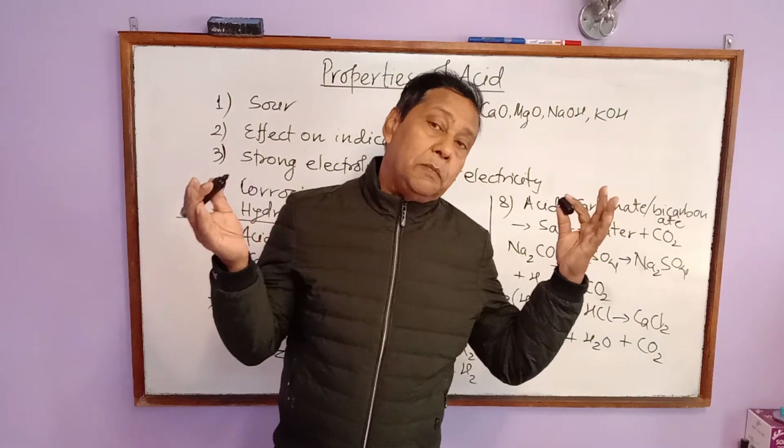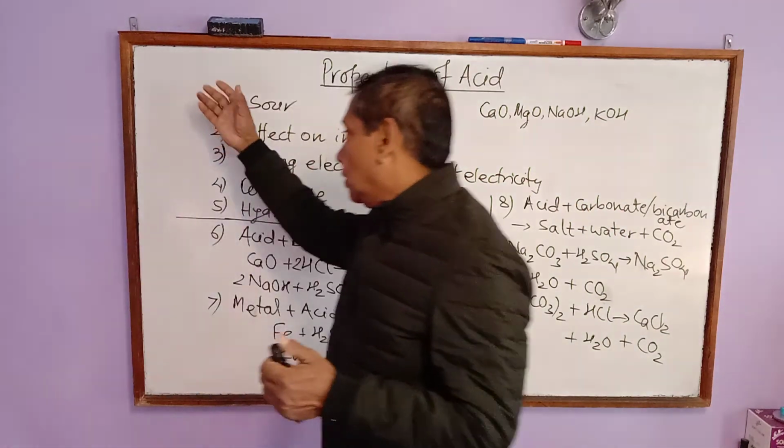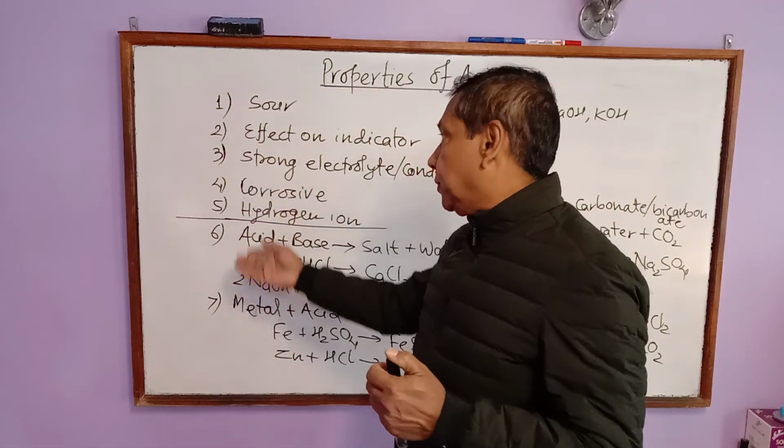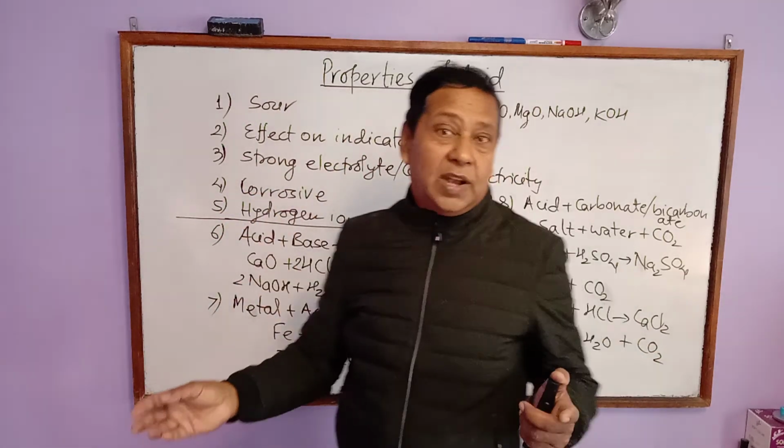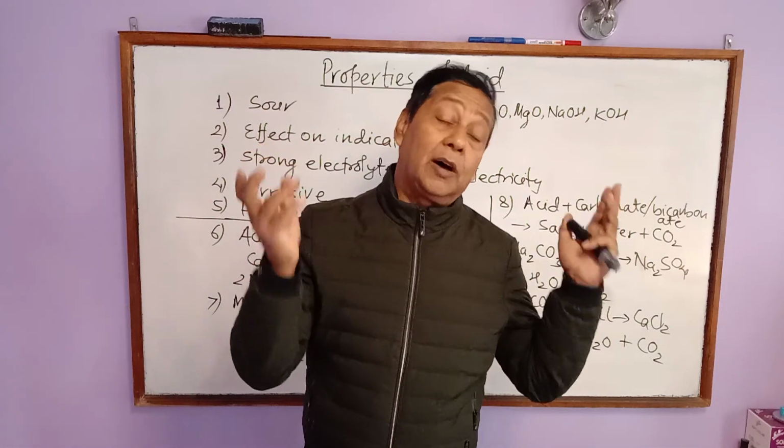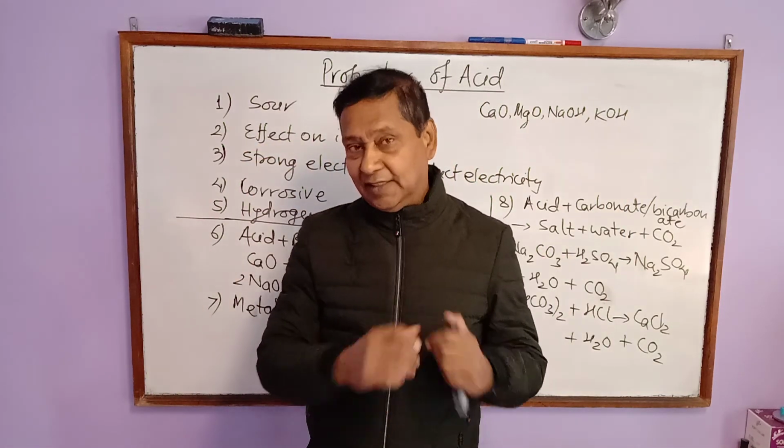This way, these are the major properties of acid. I told you about the properties, five of them can be recognized as physical properties and the others can be recognized as chemical properties. Chemical property always comes with reaction. Okay, this much for today.